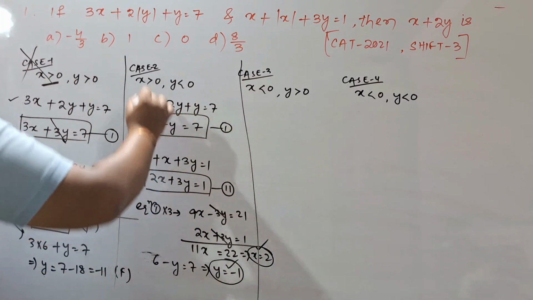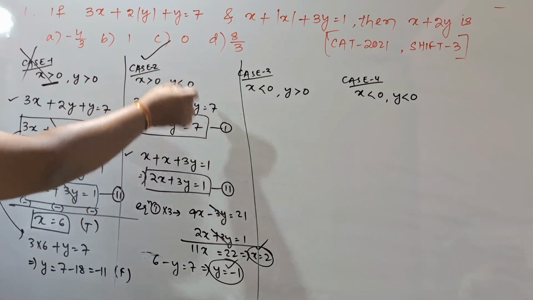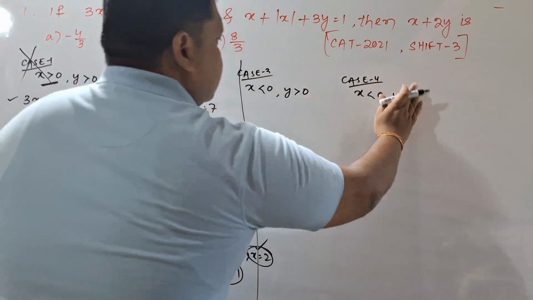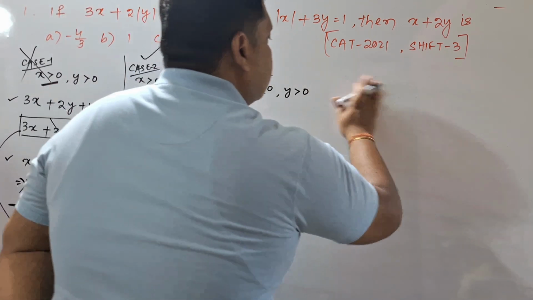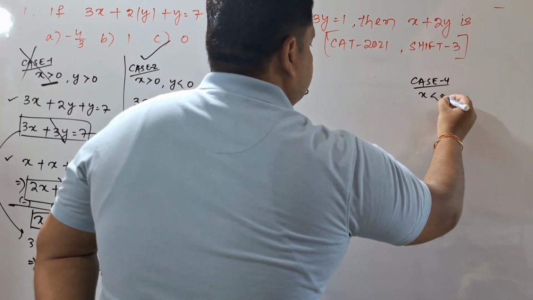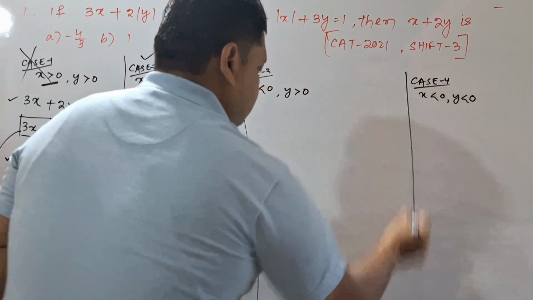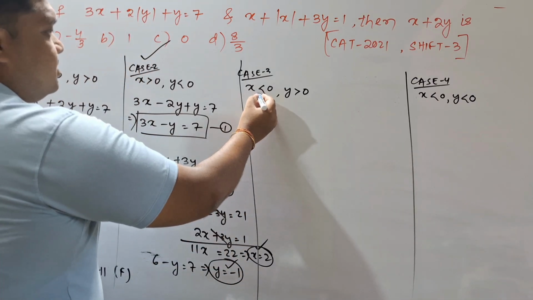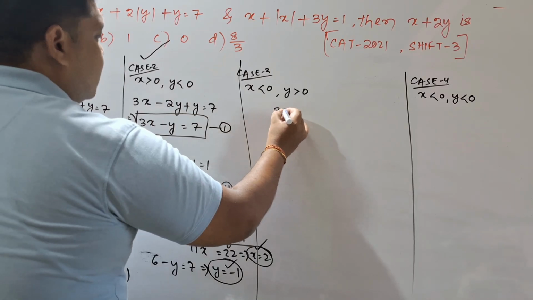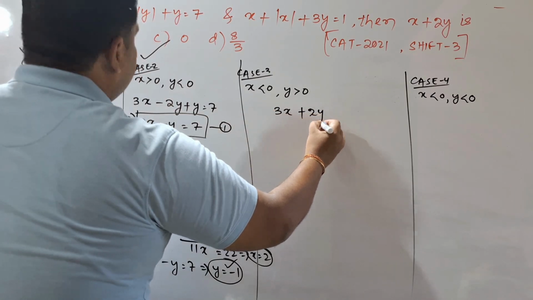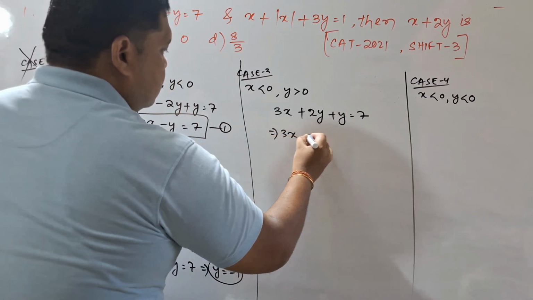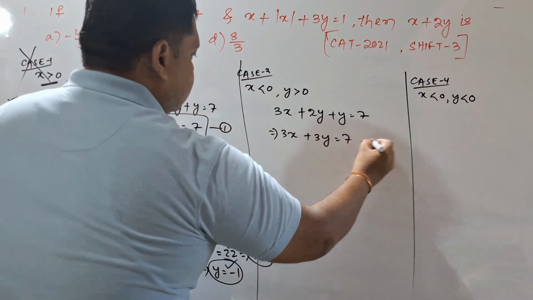Case number 3. So this case will satisfy my answer. This case will decide my answer, but we have to check the rest 2 also. Case number 4: here x is less than 0, y also less than 0. Okay, now check. x less than 0, so this is negative, and y greater than 0 means this is positive. So here equation 1 is 3x plus 2y plus y is equal to 7. So here 3x plus 3y is equal to 7, equation 1.